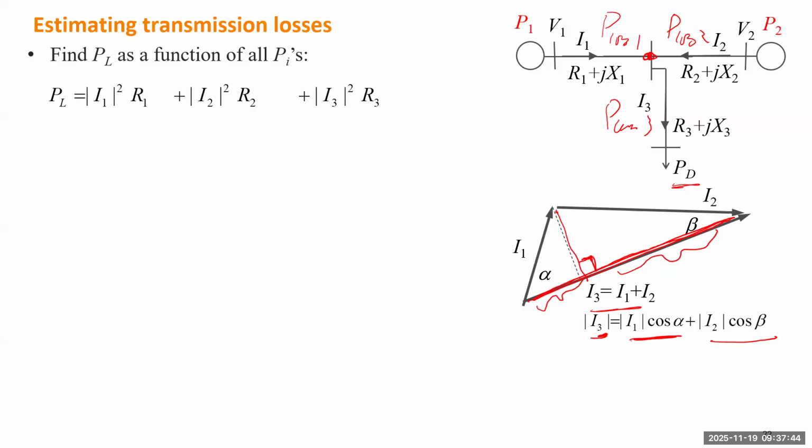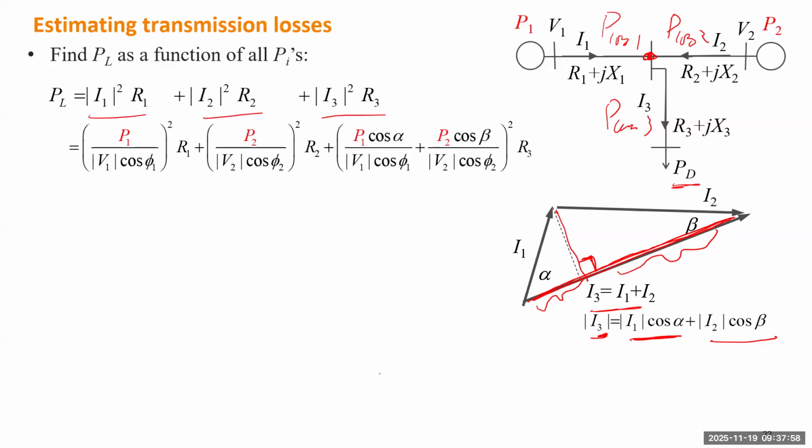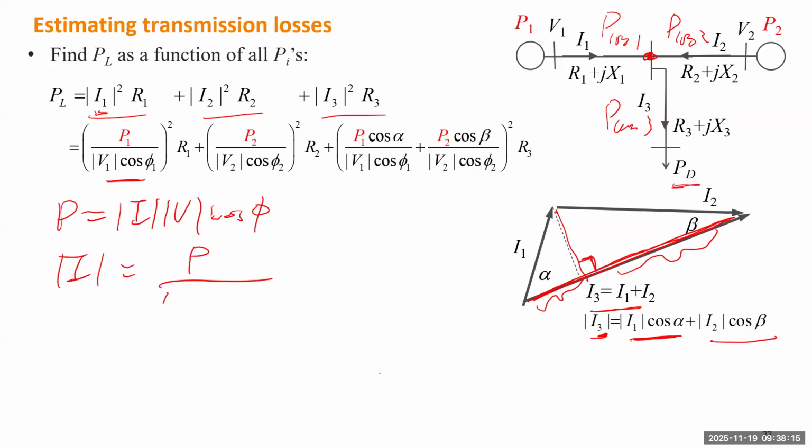All right, so now we're ready to find the quadratic function for the loss, about all the generator output. The loss for this system only has 3 components, 3 branches. For the first branch, I1 will be just, so we know this formula, right? P is equal to I V cosine power factor. So the absolute I will be P divided by V and cosine phi.